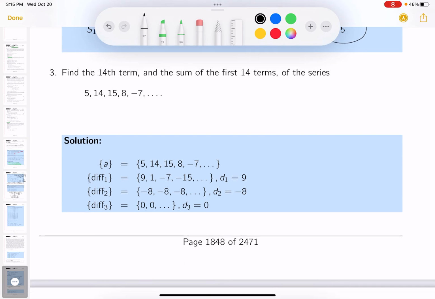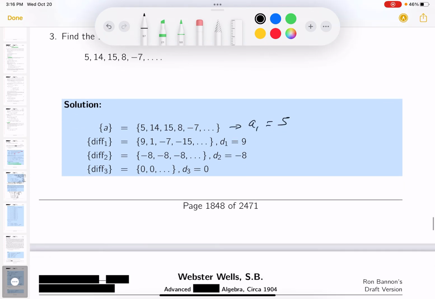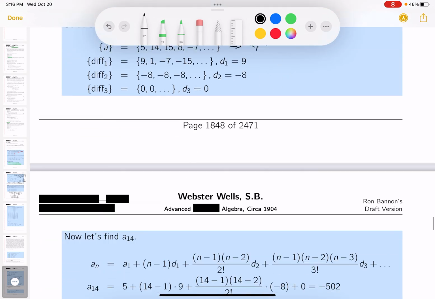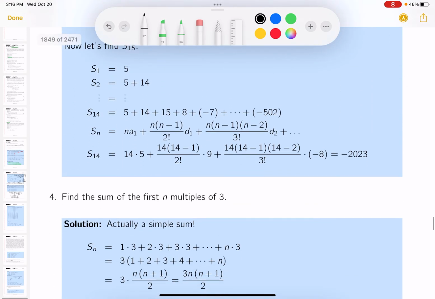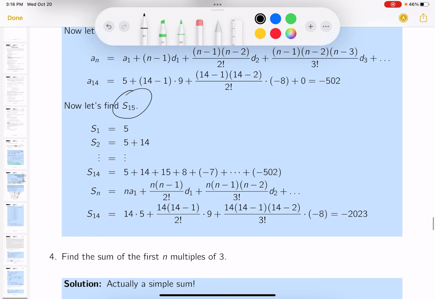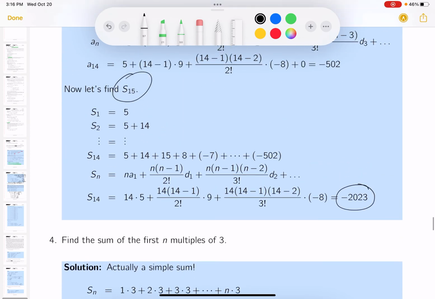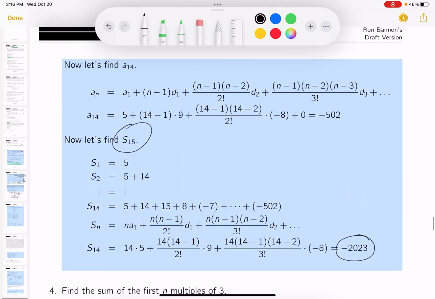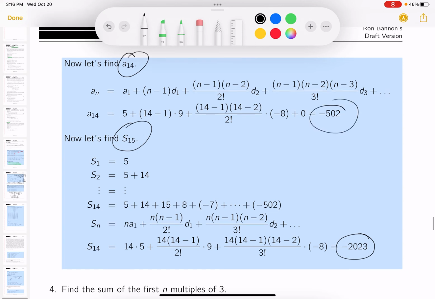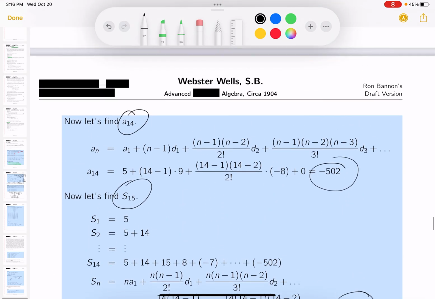I'm using the differential method to answer this question. By the way, the A1 is 5 here. It peters out pretty quickly. You get a 0 by the third difference. Over here, I put the formulas down for you. I tell you what S15 is. And I tell you what A14 is. Yeah, I think I did okay on that one. So let's do the next one over here. Is that what they asked for, though?